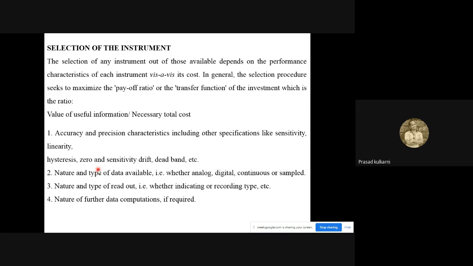Actually, this point, selection of the instrument, we will discuss once again in depth after we learn the dynamic characteristics of the instrument. So this was about the static characteristics of the instrument.